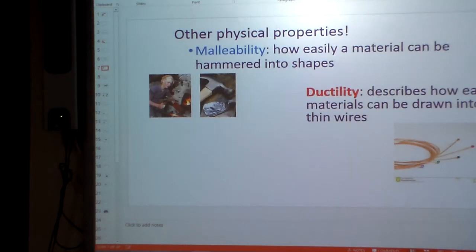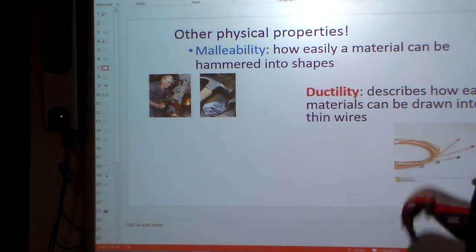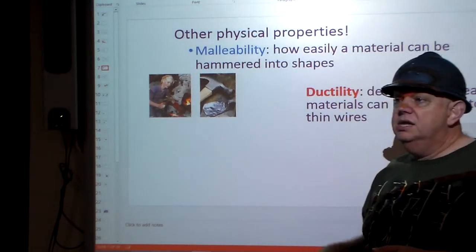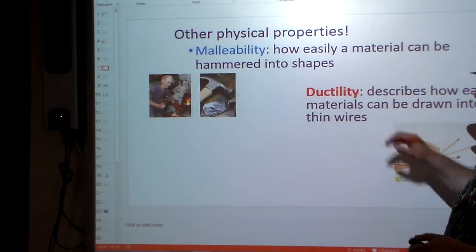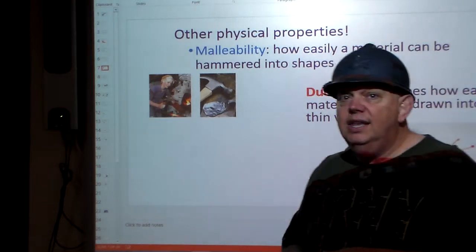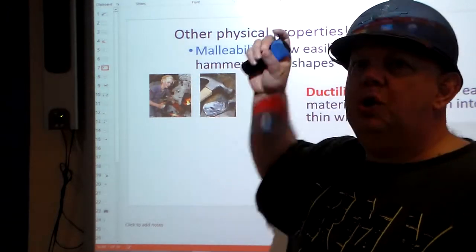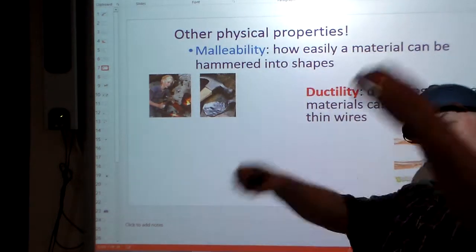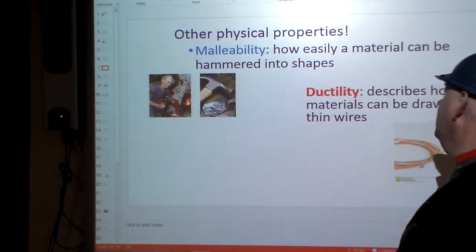Now, there are other physical properties that we can look at. We can look at malleability: how easily can a material be hammered into shapes? Think of so many metal objects that are out there. We can easily hammer them into shapes. Ductility: how easily can the material be stretched into a wire? Think like guitar strings.